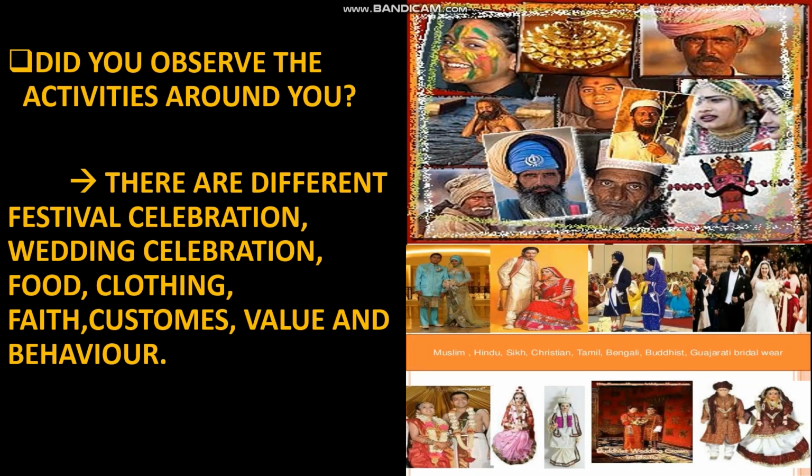Did you observe the activities around you, children? Have you seen the activities? There are different festival celebrations, wedding celebrations, food, clothing, faith, customs, values and behavior. So it differs from one society to another, as well as from community to community. Different communities celebrate different festivals, depending on their religion, customs and traditions. Did you all observe all these things? Yes. So everywhere we can see a variety of celebrations. Food, dress, festivals, faith, language, customs, art, values and behavior.